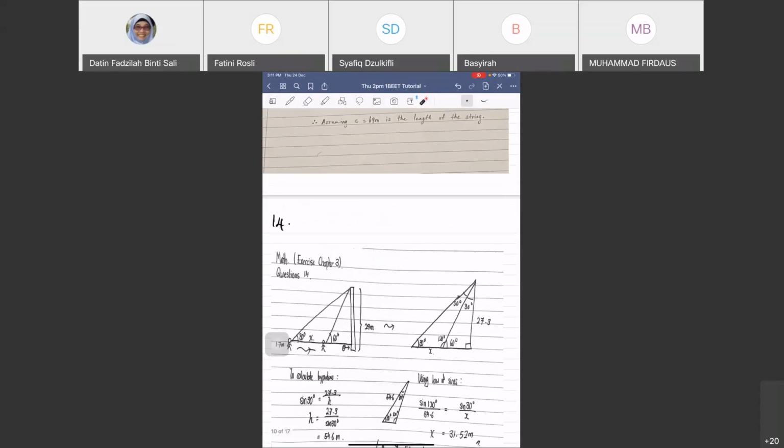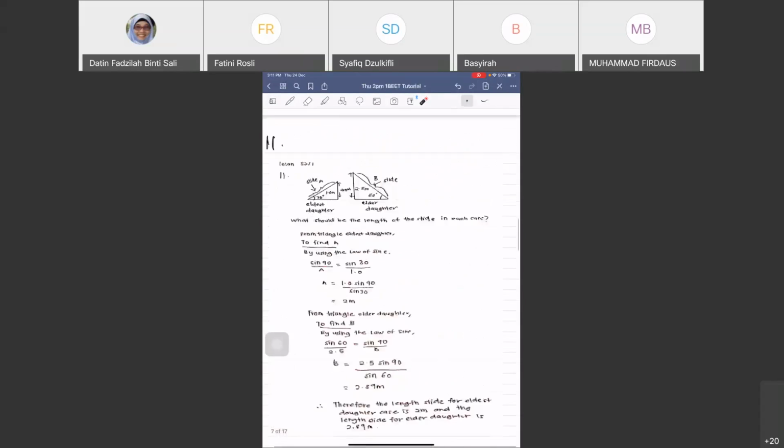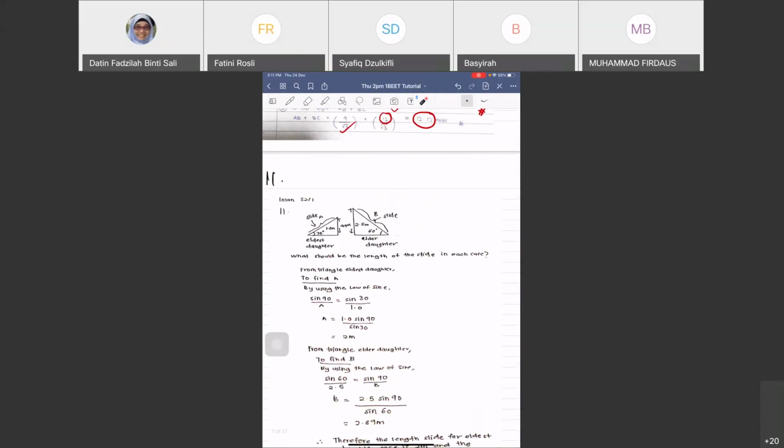Back to the diagram just now. So what you have is: Azizul plans to make 2 slides for his daughters to play outside his house. The eldest daughter, at age 4, prefers a slide whose top is at a height of 1 meter and is inclined at an angle of 30 degrees to the ground. Whereas the elder daughter wants a steep slide at a height of 2.5 meters, inclined at an angle of 60 degrees to the ground. What should be the length of the slide in each case?